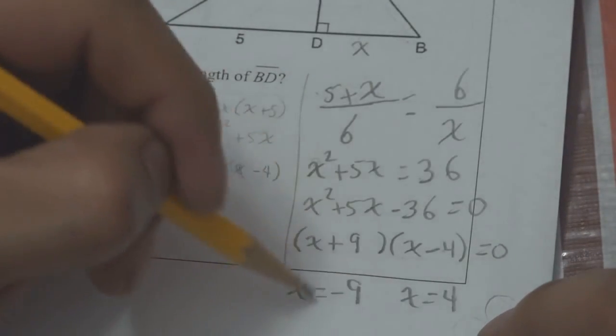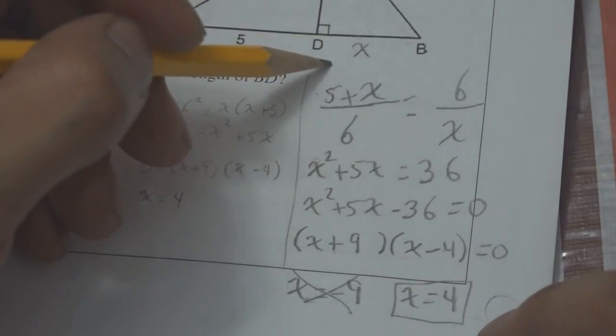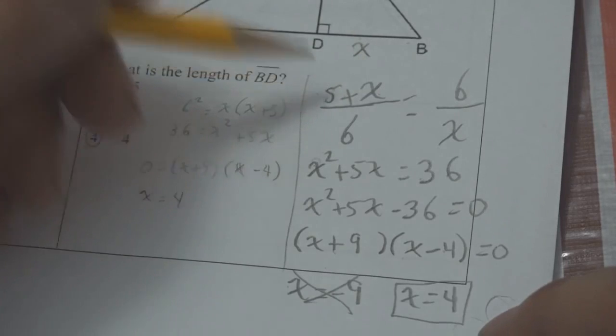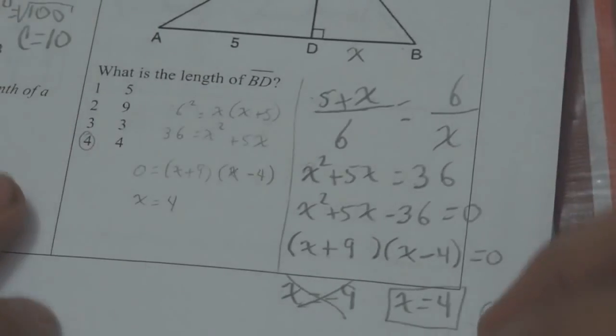And I reject the negative solution, so x is 4. So the length of BD is 4. On the Regents and on a test, you're right, the length of BD is 4. Okay, you just don't leave it like that. All right, let's move on to the next problem.